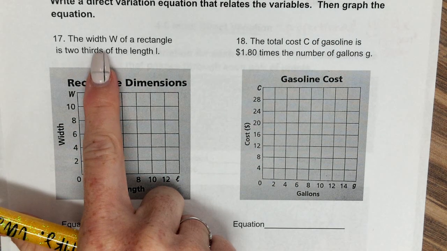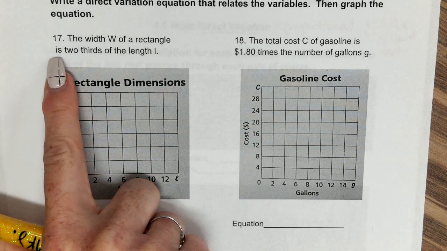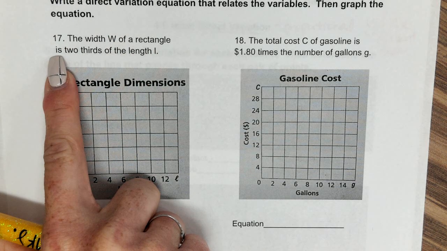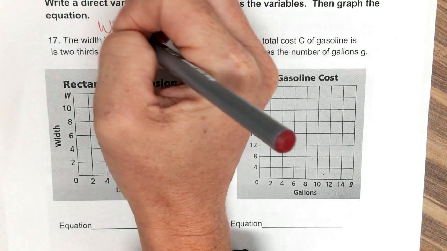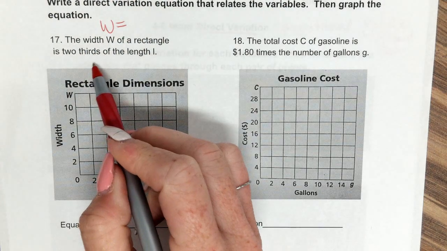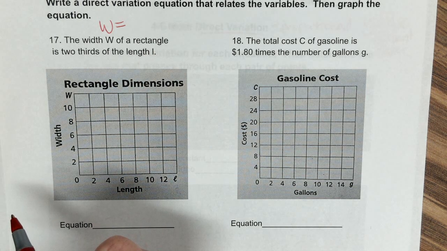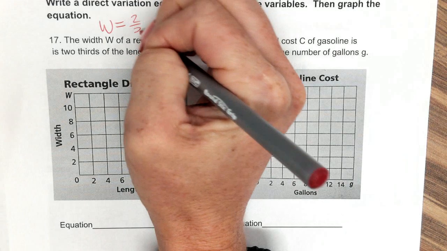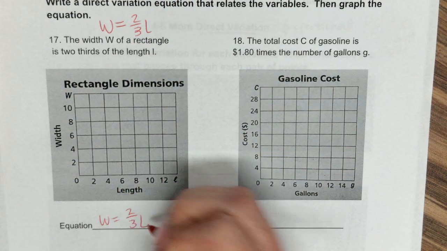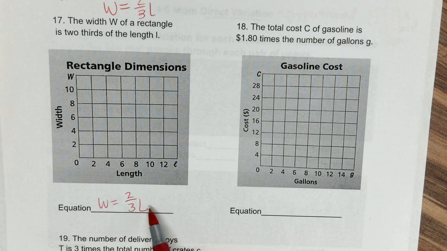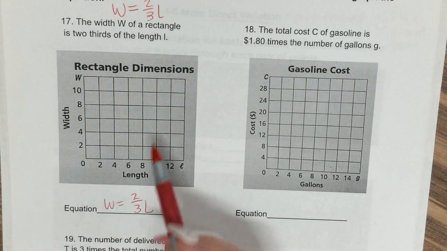Then when you get to this page, you're just going to make your equations based off the words. So this says the width of a rectangle is, so how would I write the width is? W equals 2/3 of the length. 2/3 x. So that would be your equation right here. Then you would graph the equation. So what's the y-intercept? 0. The rise over run is 2/3.